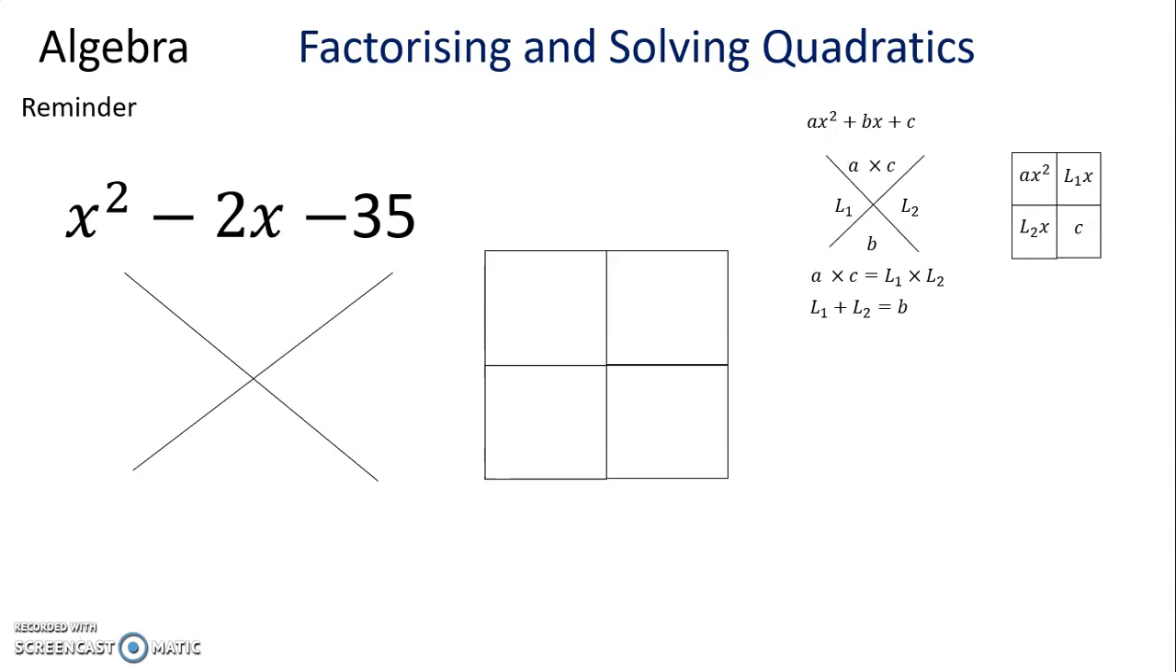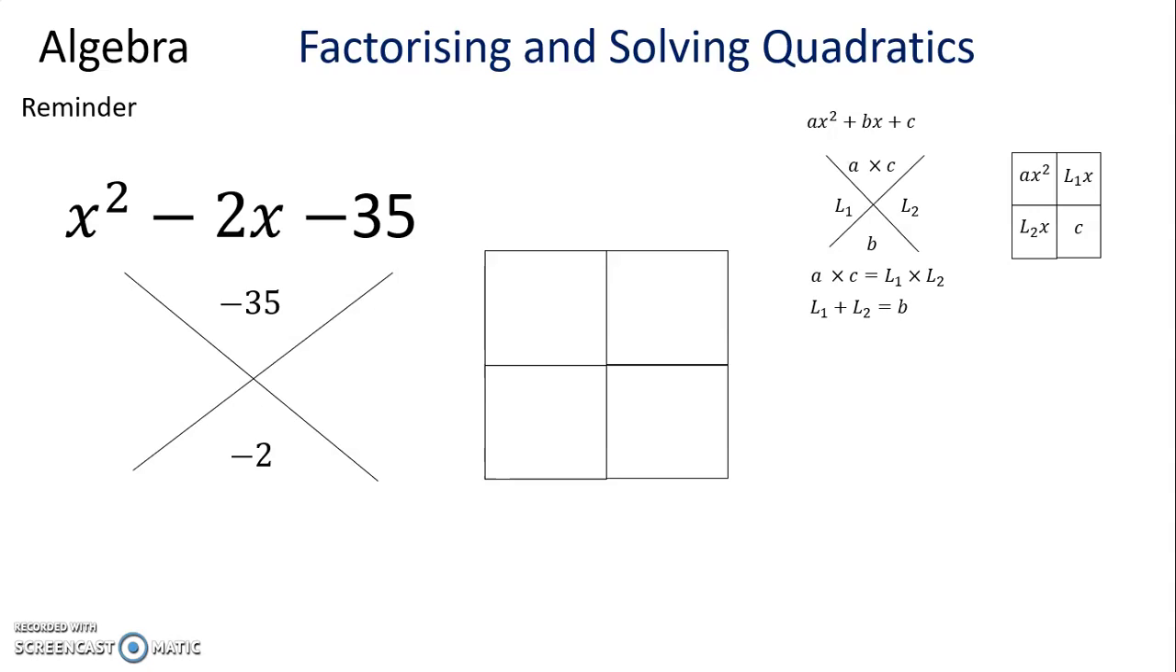Okay, so using the X box then, we're going to have 1 times negative 35 in the top of our grid, and then in the bottom, negative 2. So we're looking for two numbers that will multiply to make negative 35 and add to make negative 2. So if I go through my factor pairs for 35, I'll have 1 and 35, 5 and 7. So 5 and 7, there's a difference of 2 there, so that looks like it's going to work.